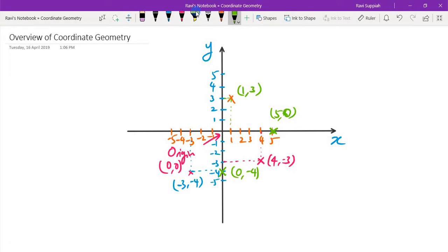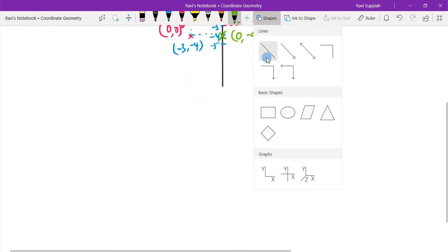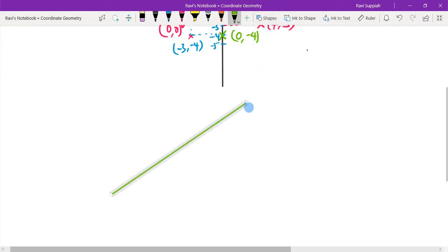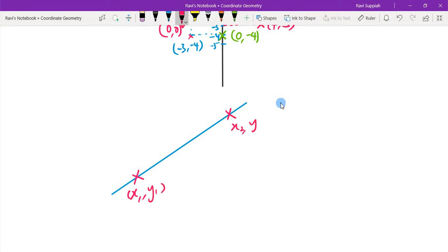Now what are the important things or formulas that you need to know? For example, we have a straight line. For this straight line, if I know the two points that are connecting this line, I label them as (x1, y1) and (x2, y2).